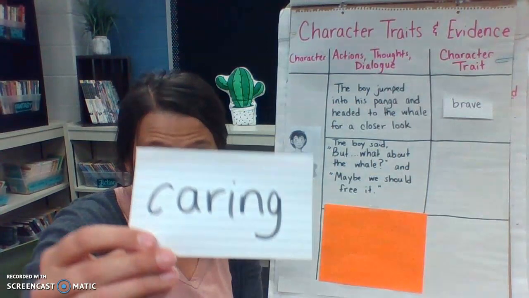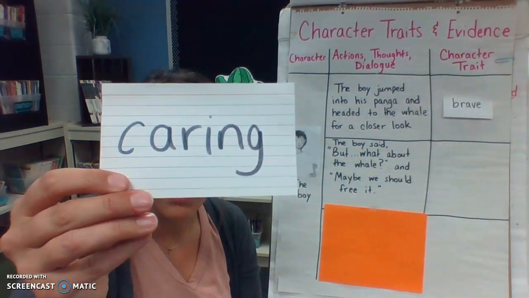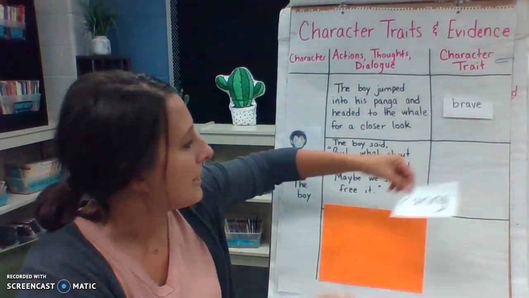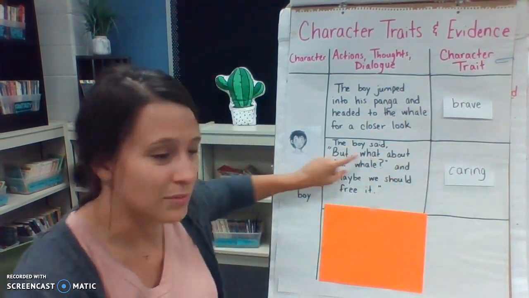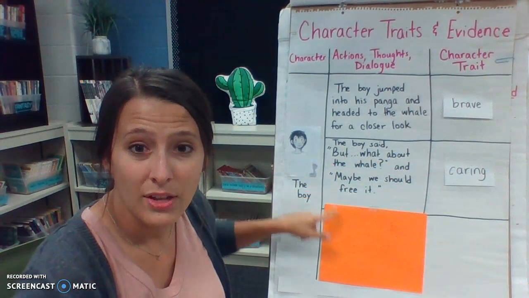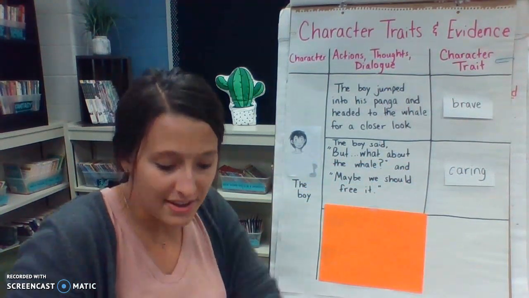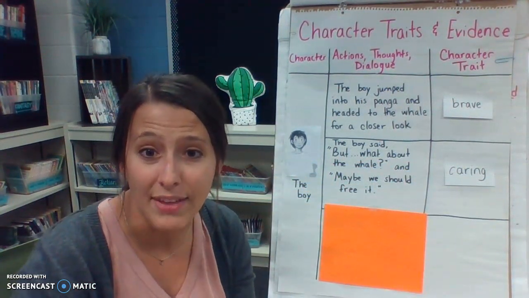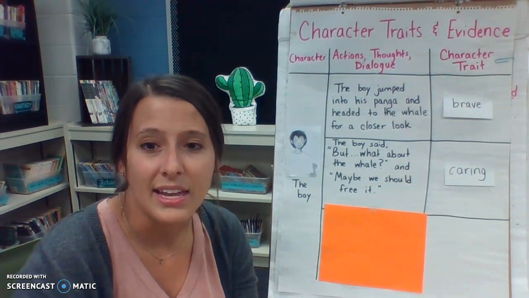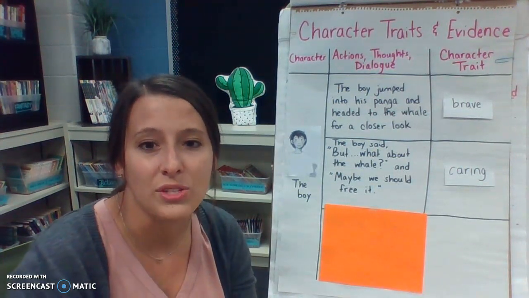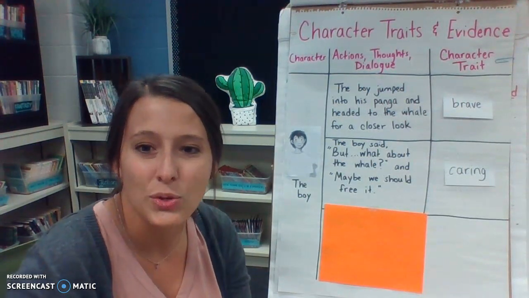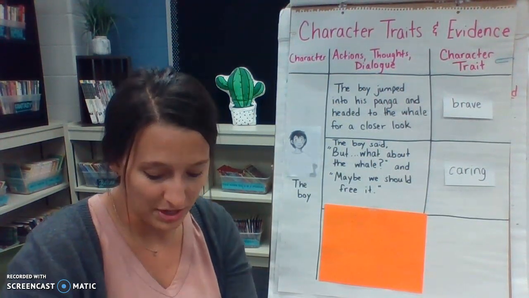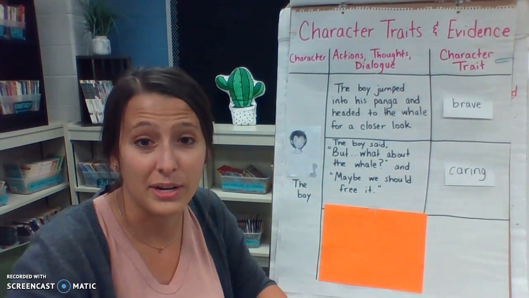I thought of the word caring. You might have thought of the same word or something similar. But I know that at this point in the story, the boy is very caring because he's really asking those questions of, like, what about the whale? We should definitely free it. We shouldn't just leave it out there to die. And he feels in his heart that he wants to do something more about it. And so when a person does that, that shows that they are very caring. And this part in the story shows that quality from the boy.